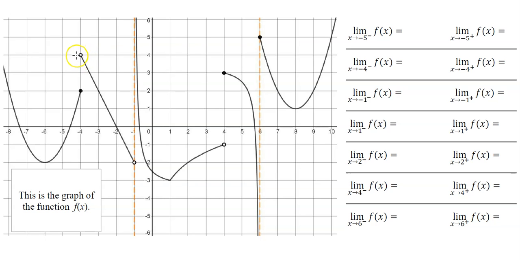It doesn't matter if there's no output value. We don't care what's happening at -4. We care what are we approaching. What height are we approaching as we go backwards towards the input value of -4? Well, as we work backwards here, we are approaching this height right here. This is the height, which is +4. So the answer to this limit is going to be +4, okay?